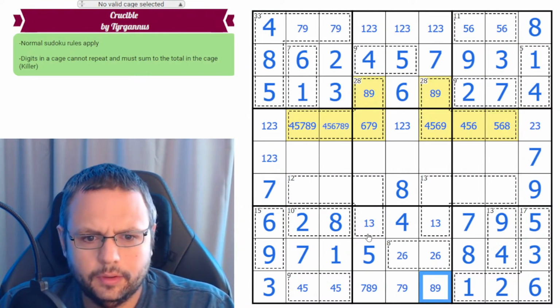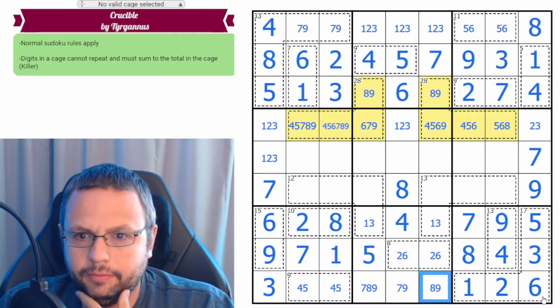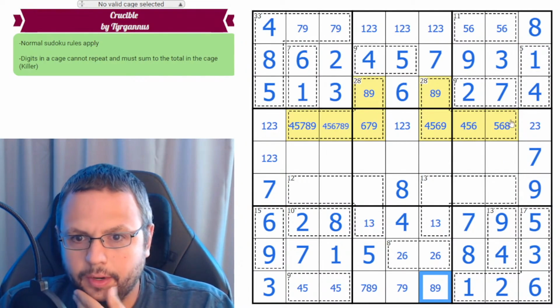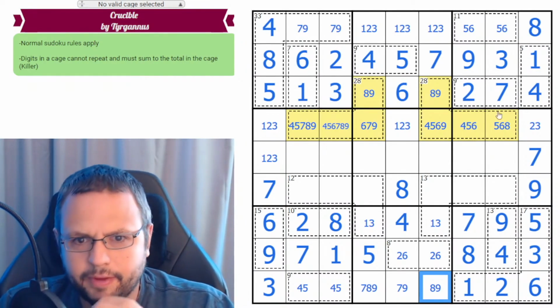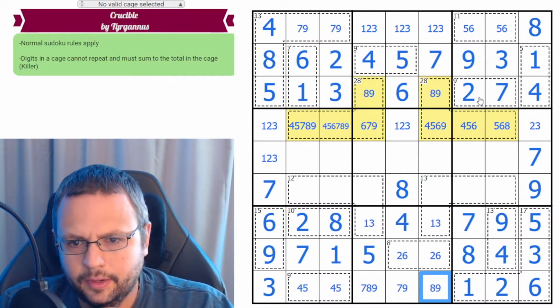So, where else can we find Sudoku joy? Probably there is more that I can clean out of pencil marks if I look closely enough.